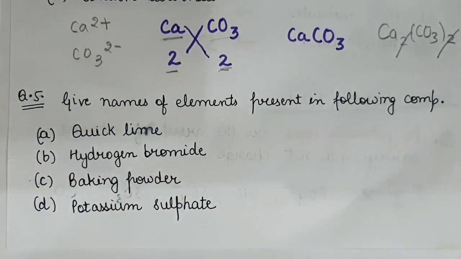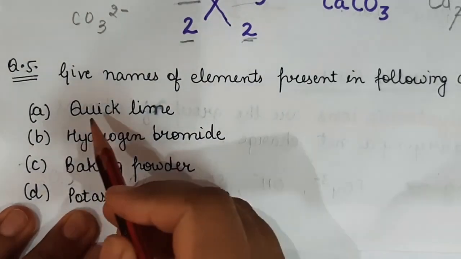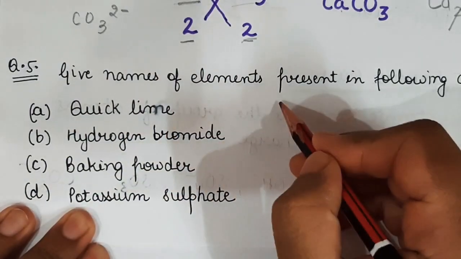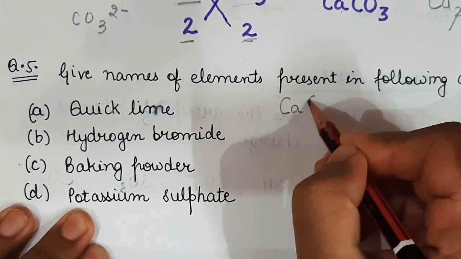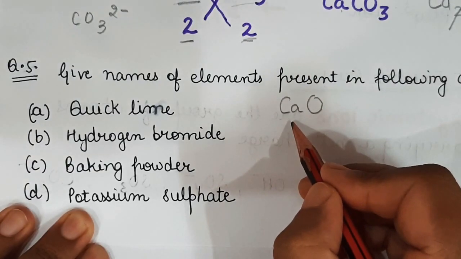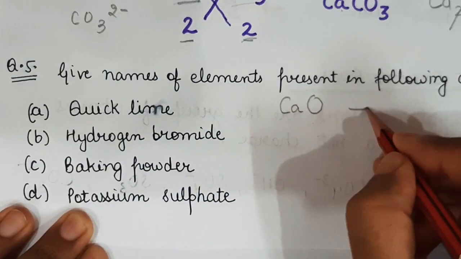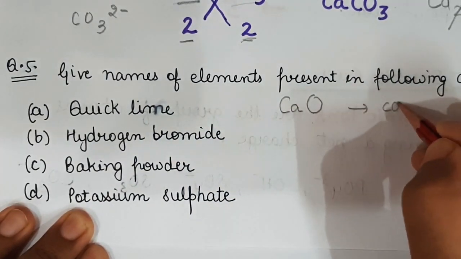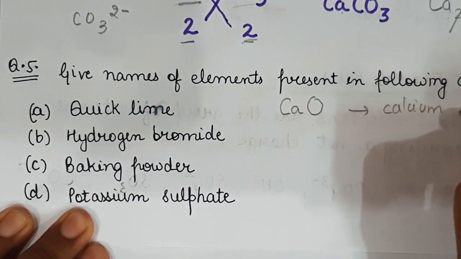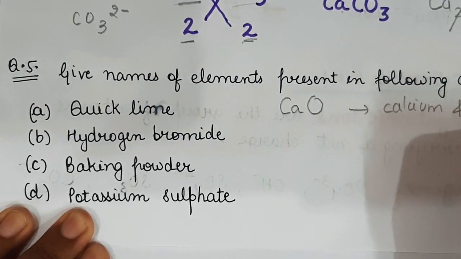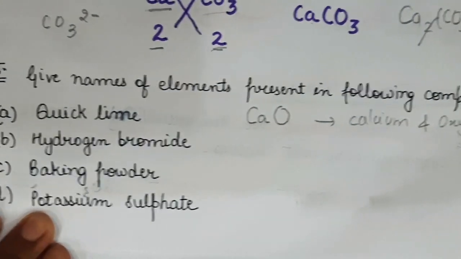Now coming to the 5th question. Give the names of the elements present in the following compounds. A is quicklime. The formula of quicklime is CaO. That is calcium and oxygen. So what are the elements present? Calcium and oxygen. Okay.